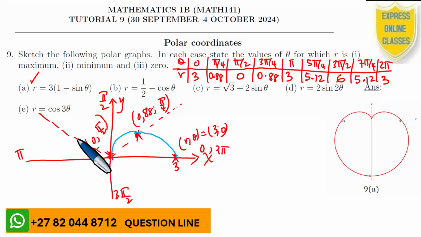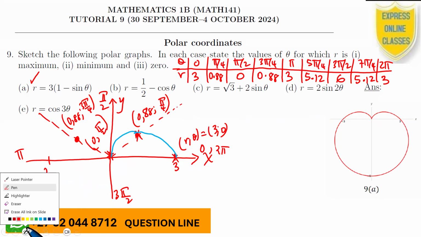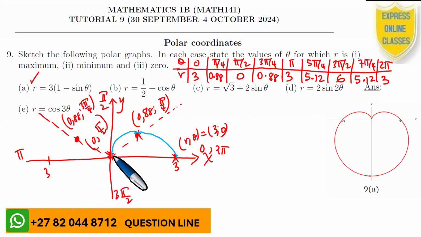It's 0.88. So you'd have 0.88 together with 3 pi over 4 radians. So now, we also have at pi, you have 3. So you have this.